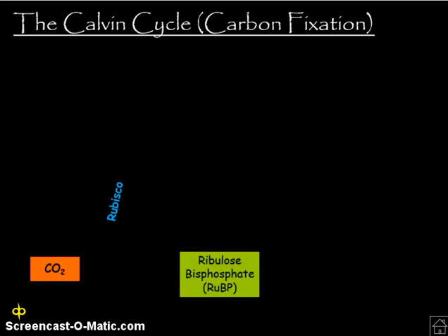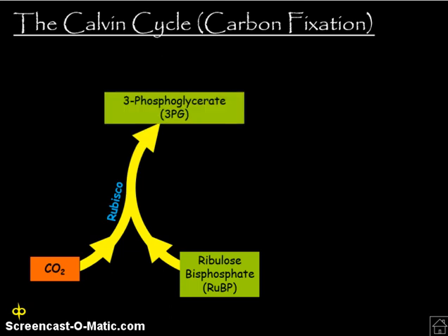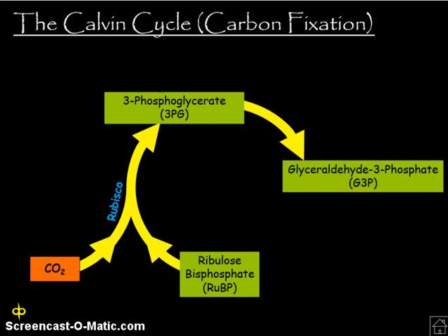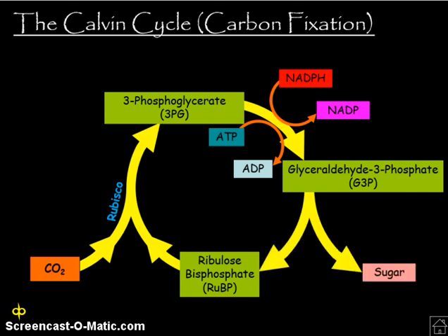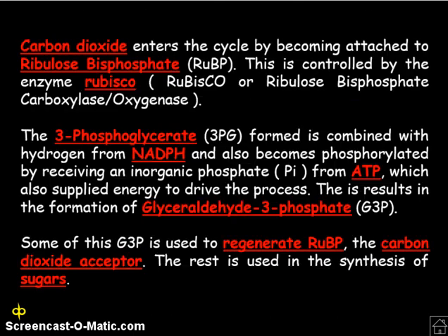In the carbon fixation stage, or the Calvin cycle, the enzyme rubisco fixes carbon dioxide by attaching it to ribulose bisphosphate, or RuBP. The 3-phosphoglycerate, or 3PG, produced is phosphorylated by ATP and combined with hydrogen ions from NADPH to form glyceraldehyde 3-phosphate, or G3P. G3P is used to regenerate RuBP and for the synthesis of glucose. And that can be summarized like so.